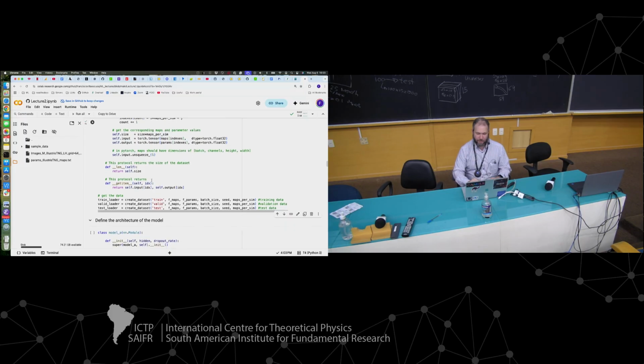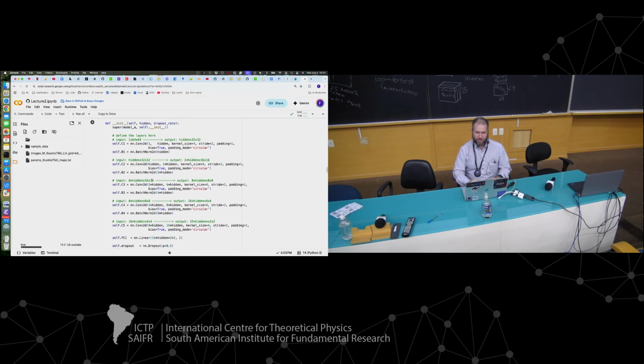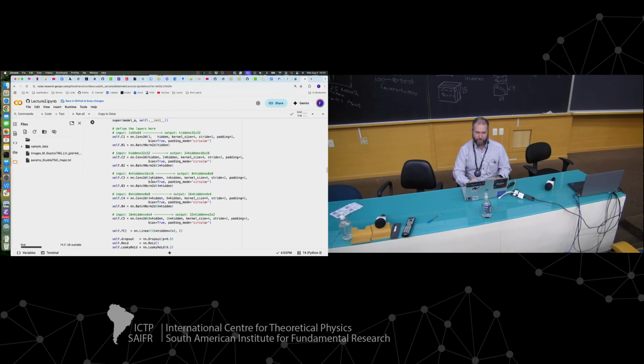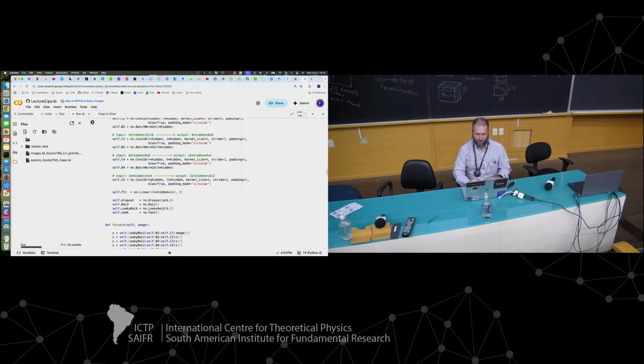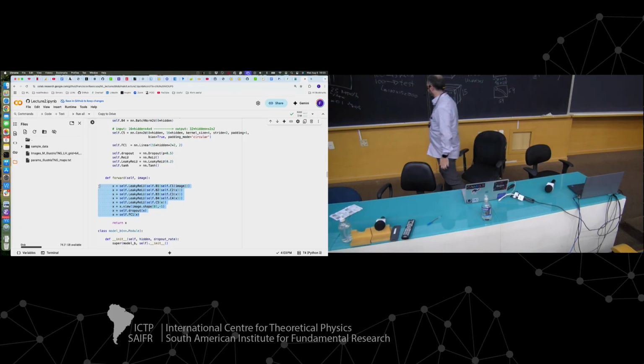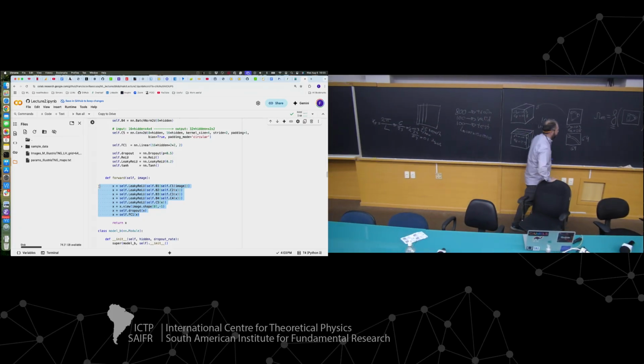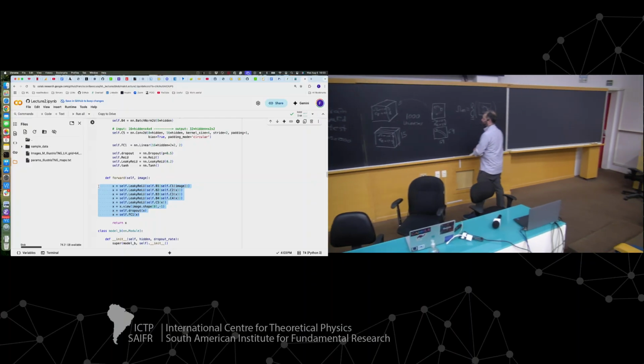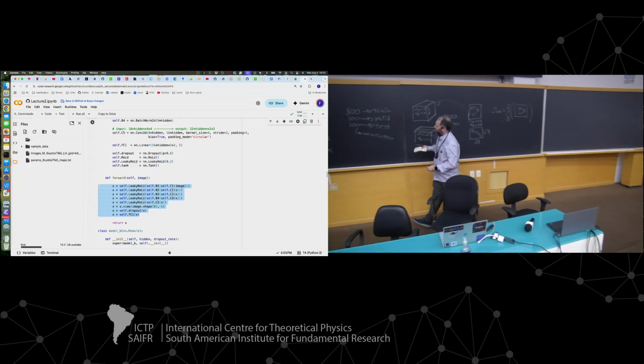So now it's done. And now this is our architecture, right? So let's discuss this in more detail. This is really the way that it works. Let's try to break this down. I'm going to erase this thing.